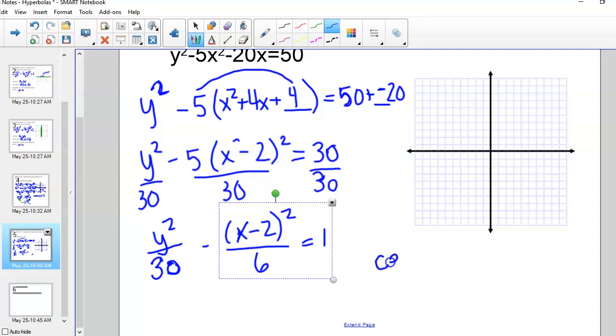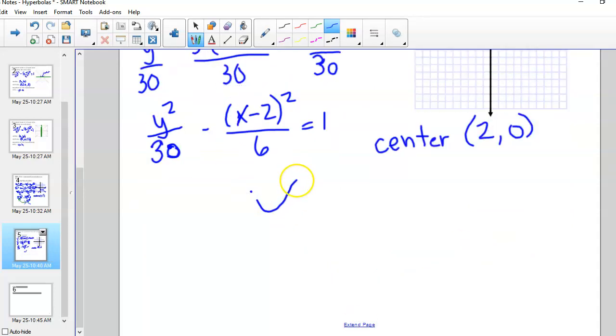And so for this, I need to know my center. And the center is going to be at 2, 0. Be a little careful with that there because some people may want to put 0, 2 because the y comes first and it has a 0 with it, although we don't see it. But whatever is with the x is your x coordinate. So you've got a 2 there, and then the 0 goes as the y coordinate. So 2, 0 is going to be your center of this graph. Since our y is positive, this one is going to open up and down. So the graph will look something like this.